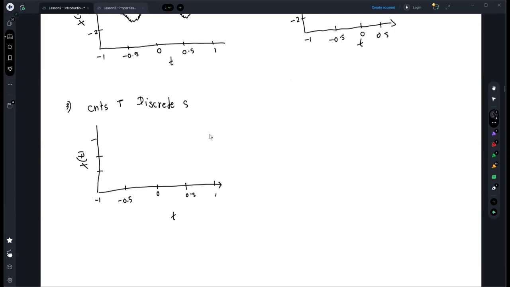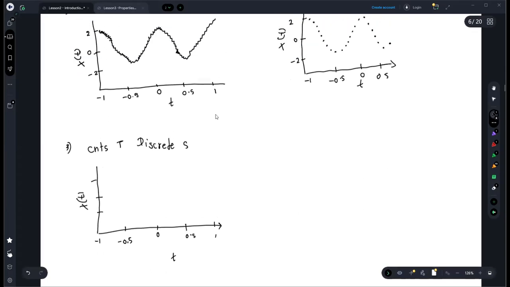What do you think? Now time is continuous, so there should be a line, but values are discrete. So how will it look? What type of function will you see? Now you won't get a smooth function like this, right? It's like the discrete random variable's probability or cumulative distribution function. How do you draw it? What type of function will it be? That will be jumps, right? So something like this.